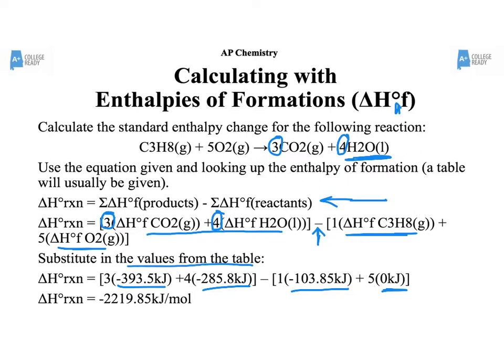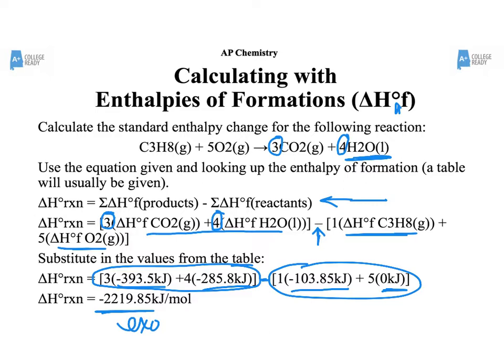Make sure that you are following orders of operation. So add up your products, add up your reactants, and then make sure that you subtract them. Because if you forget to subtract them, then your signs are going to be wrong. And you end up with negative 2,219.85. And that should make sense because look at this reaction. Well, what are we doing? We're burning propane. And because we're burning propane, it's a combustion reaction, it should be exothermic. And that's what we found. We got a negative number.